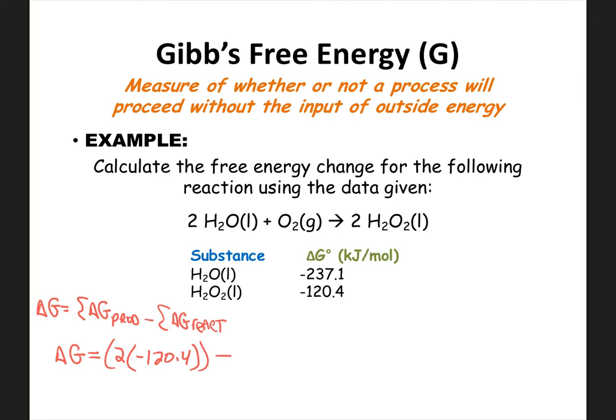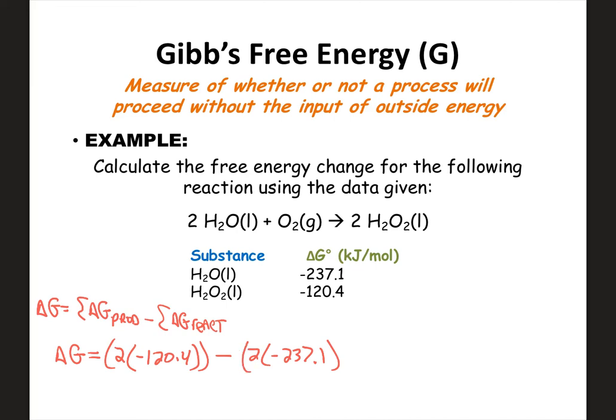So it's all my products minus all of my reactants. The first reactant I see is the H2O. There are 2 of them, so it's going to be 2 times the negative 237.1. And then you do see that there is some oxygen here, but I don't see it in my table. That's because this delta G is just like delta H. These pure elements, these diatomics, are going to have a delta G of 0. So they're not going to be given. And you might think, oh my goodness, they didn't give it to me. But no, it's 0. So you don't have to worry about it.